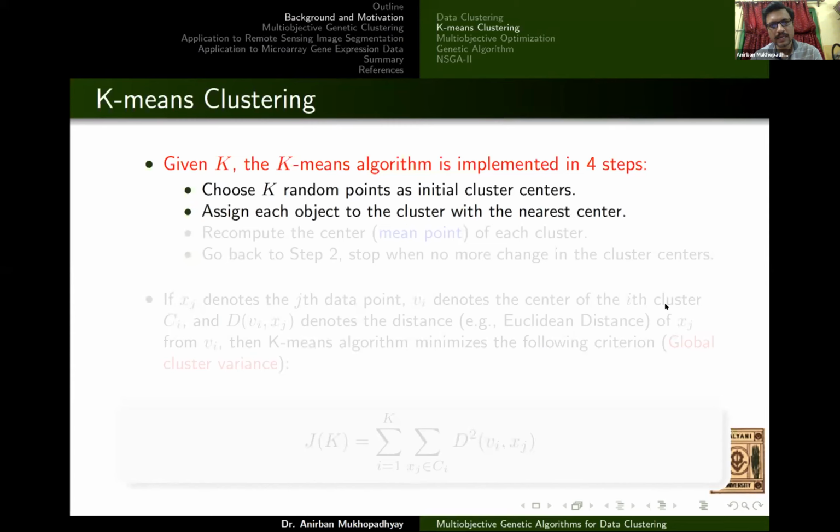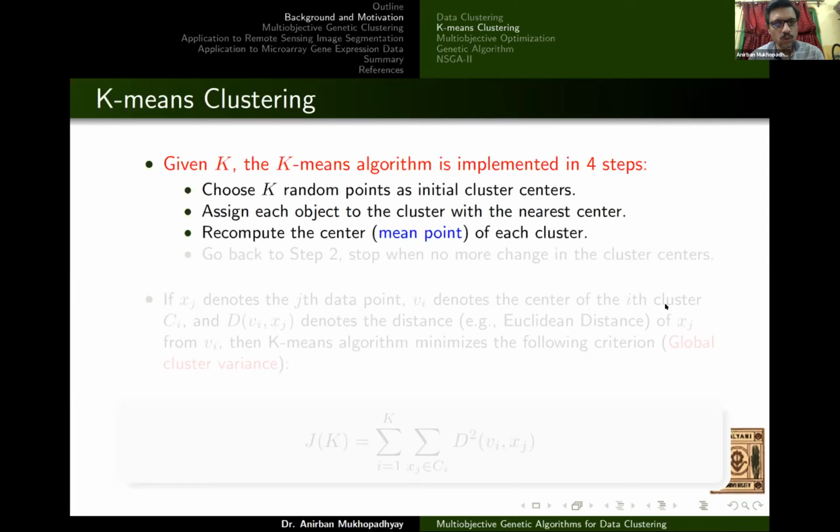Then we assign each object or each point in the data set to the cluster center which is nearest to it. This way, each data point in the data set is assigned a cluster label by assigning it to the nearest cluster center. Then once this assignment is done, in the third step, we recompute the cluster centers by just taking the mean of each cluster. Just taking the coordinate-wise average or mean of each cluster, we update the cluster centers.